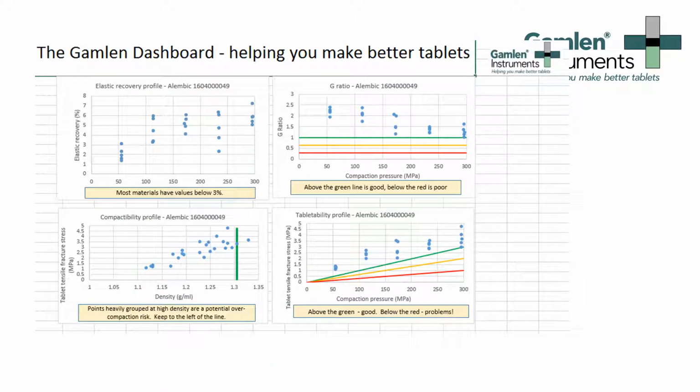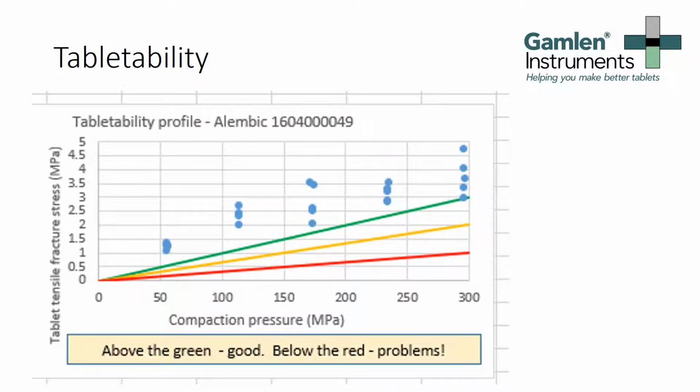This is the Gamlen dashboard for the tablet fracture process. You can see the 4 parameters we measured displayed: tabletability, compactability, G ratio and elastic recovery. We're going to look at the data for this particular product for each parameter. In the case of the tabletability plot, it is highly desirable to have values above the green acceptability line. In this case, the tabletability of the material tested was above the line at all compaction pressures, showing that the product had good tabletability.